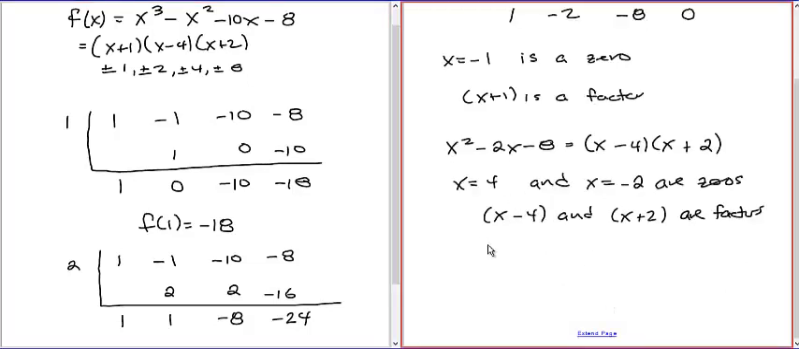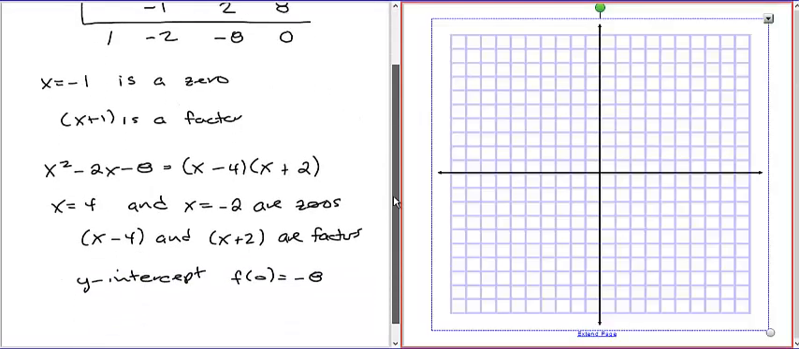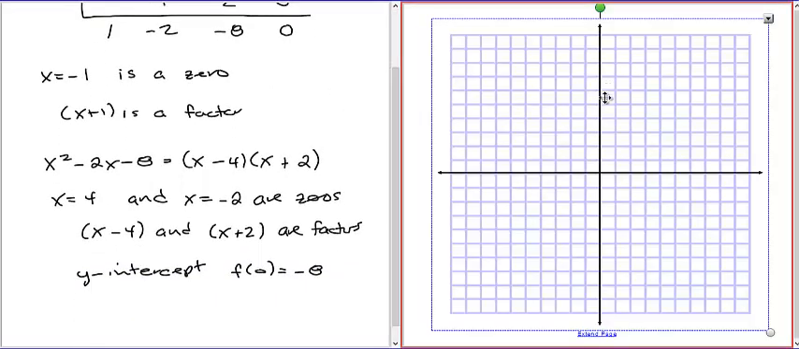Okay, so we've got 3 zeros, and the y-intercept is setting x equal to 0. That's f of 0, and that's equal to negative 8. This number right there. So now we can plot this thing. At least we can plot the x-intercepts. Let's go from negative 10 to positive 10 here. So we've got a 0 of negative 1, a 0 of negative 2, and a 0 of positive 4.